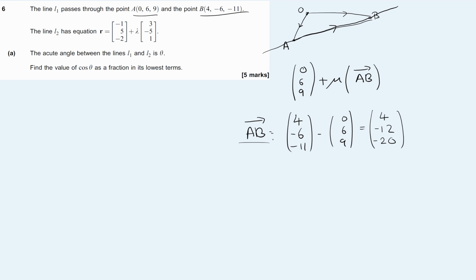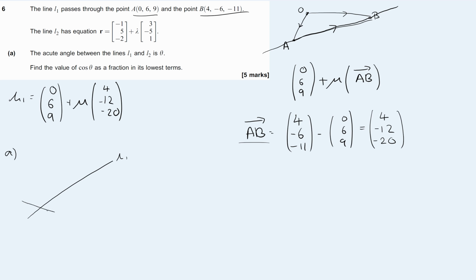So now we've got our line equation for line 1 as well as line 2. So line 1 is 0, 6, 9 plus mu, and you can use whatever letter you like, but standard is mu and lambda, times 4, minus 12, minus 20. Okay, so now we can actually get on with part A. So part A says you've got L1 and you've got L2, and we want to know the angle between them here. So what we do know is we've got the direction vector of L1, which is 4, minus 12, minus 20, and we've got the direction vector of L2, which is 3, minus 5 and 1.